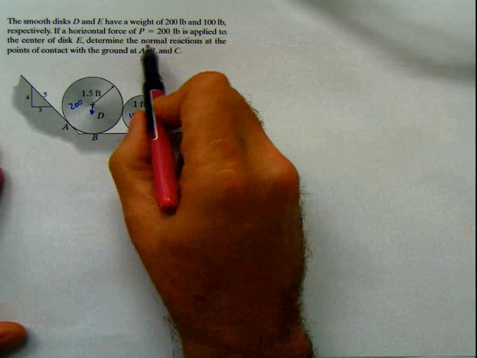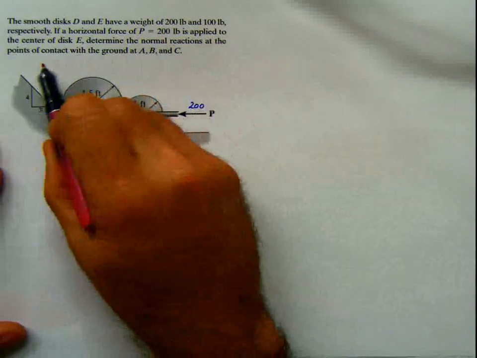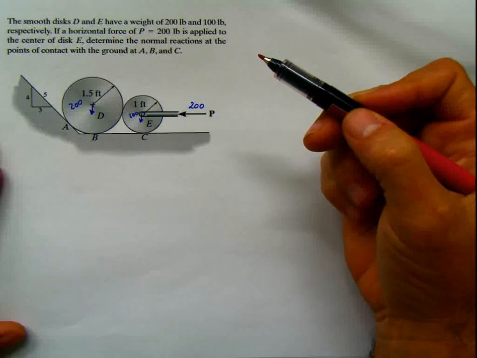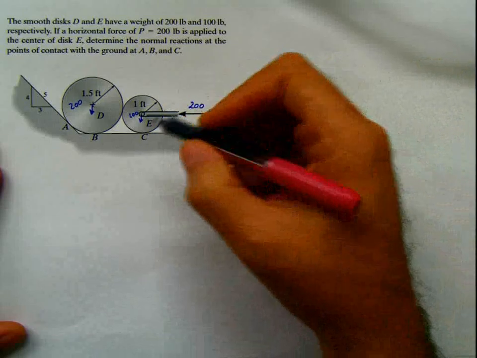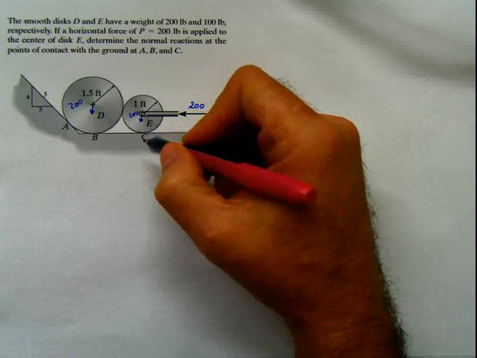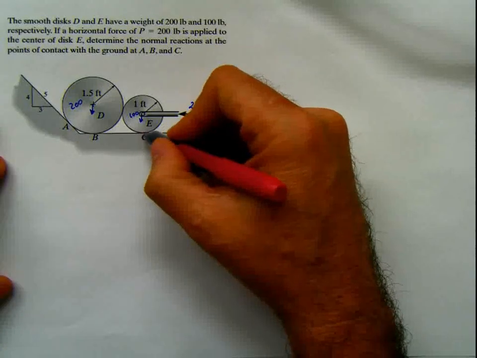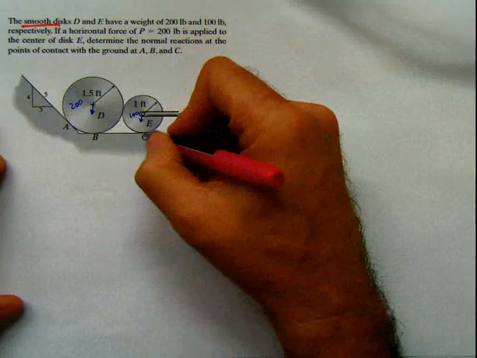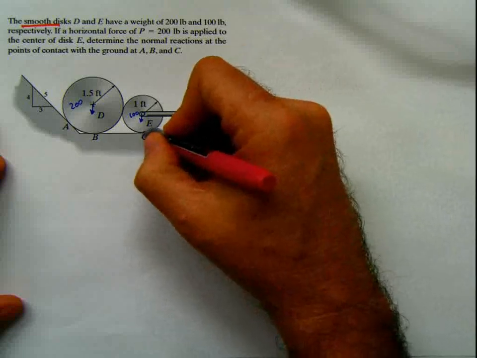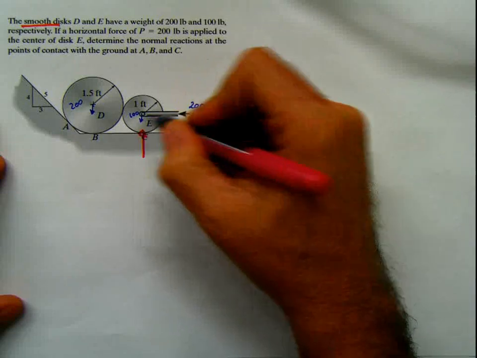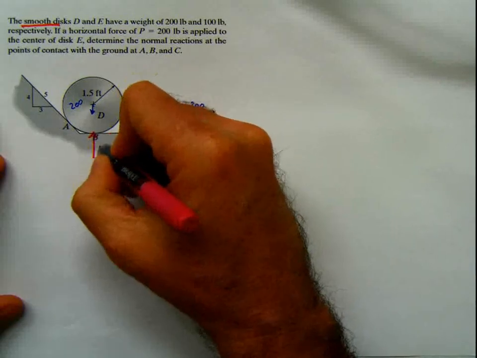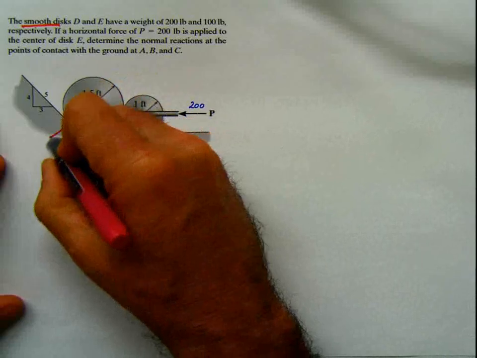Even if it doesn't say determine the normal reactions at the points of contact with the ground A, B, and C, you should be able to know what reactions are produced here. Because this contact is basically like a roller, or like a smooth surface. That means there is no friction force opposing it. So the only force that this can produce is a force here, Cy, and By, and a force at A.